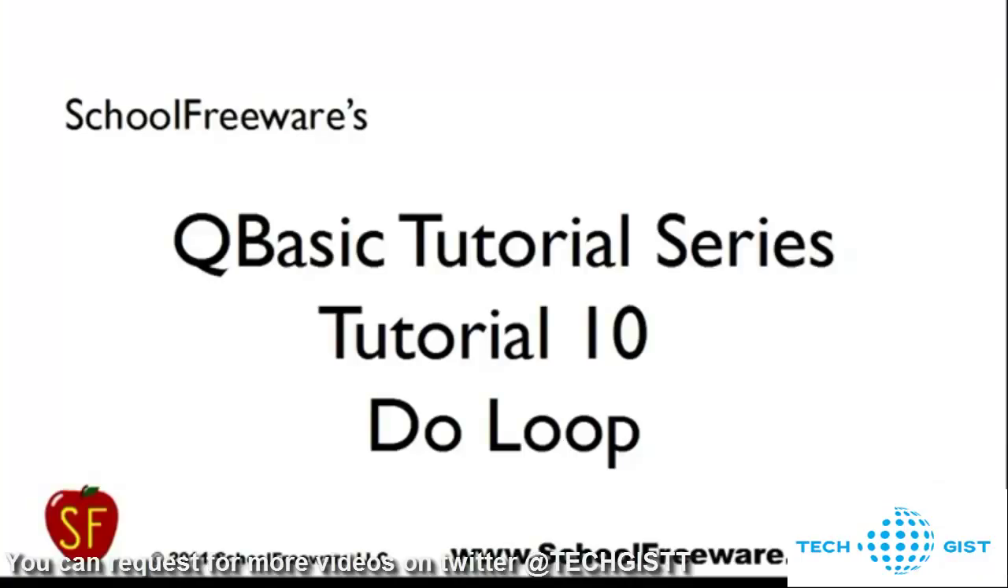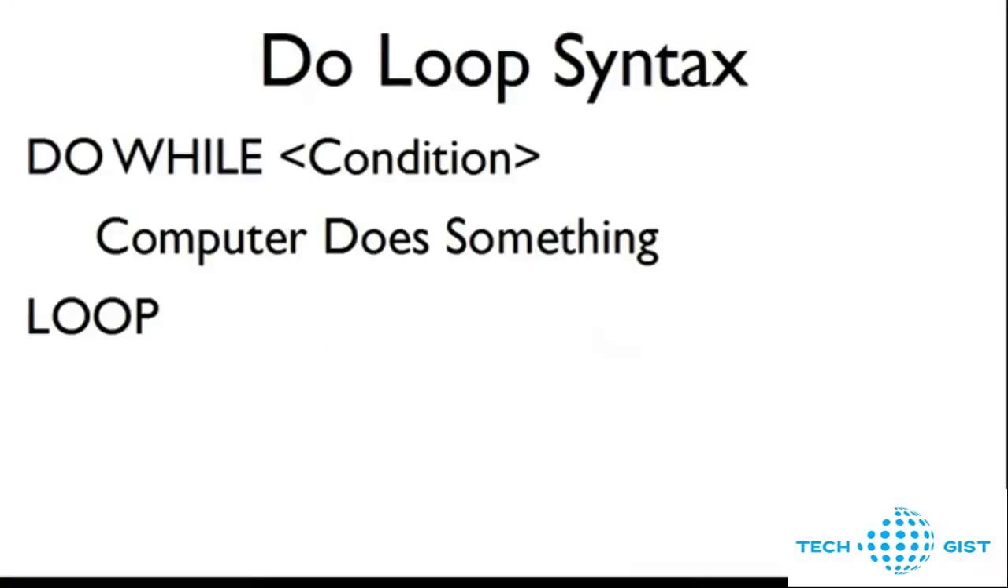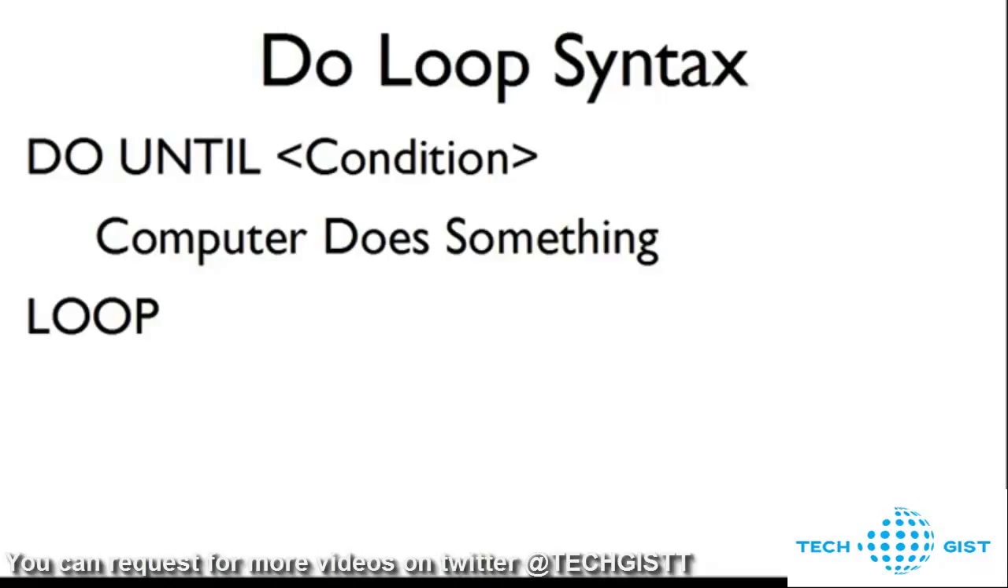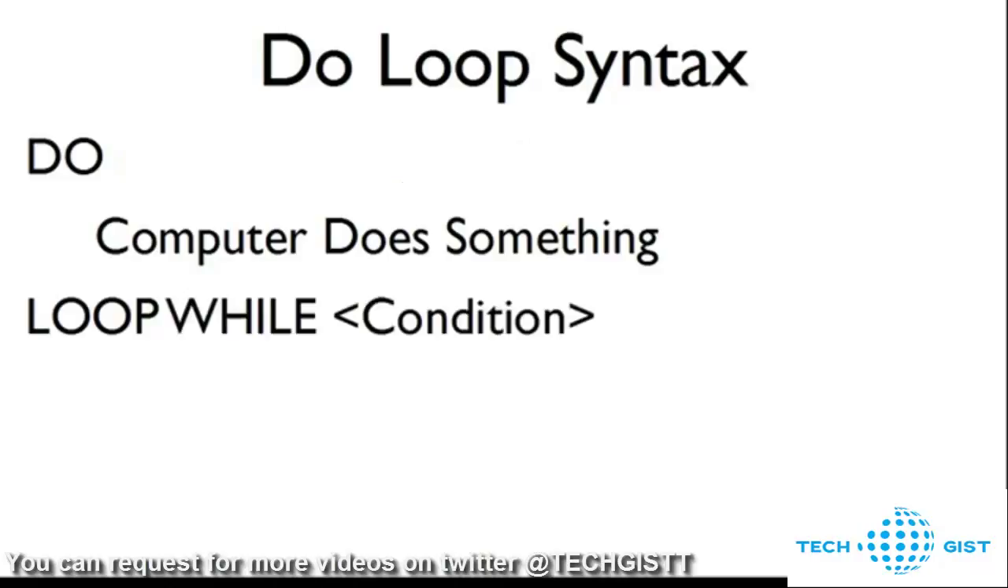School Freeware's Qbasic tutorial series, tutorial 10, do loop. There's a couple of variations of the do loop. First of all, there's the do while loop, in which the condition is at the top of the loop. Also the do until with the condition on top of the loop. There's the do loop while with the condition at the end of the loop. And the do loop until with the condition at the end of the loop.